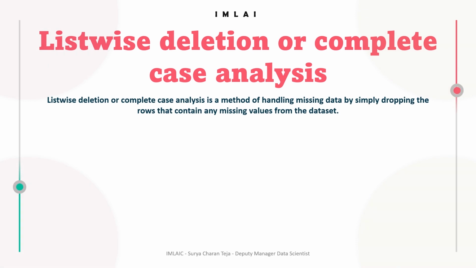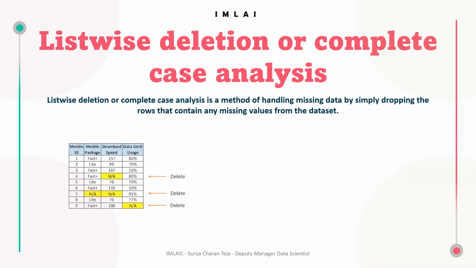So listwise deletion or complete case analysis is a method of handling missing data by simply dropping the rows that contain any missing values from the dataset. In other words, any row that contains at least one NaN or not a number or missing value is removed from the dataset. The complete row itself is removed from the dataset. So this is how it looks.